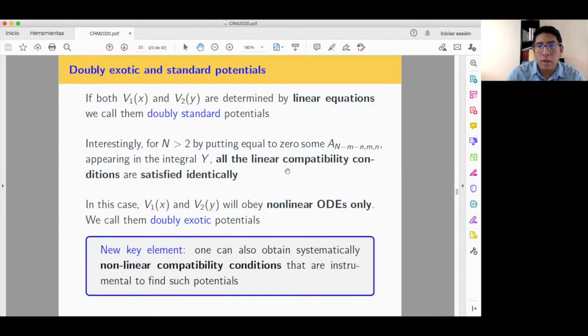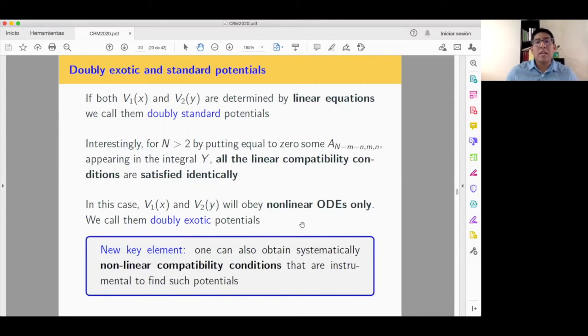The conjecture is that if we satisfy trivially these linear equations, then V1 and V2 will obey nonlinear ODEs. In that case, we call the potentials doubly exotic because they satisfy nonlinear equations. In this approach, the key element, which is now new, is that in the same way as linear equations appear as compatibility conditions, one can derive in a systematic way nonlinear compatibility conditions, and they are instrumental to find doubly exotic potentials.